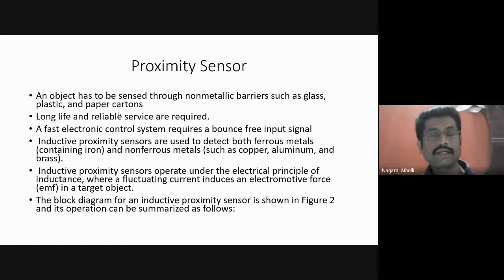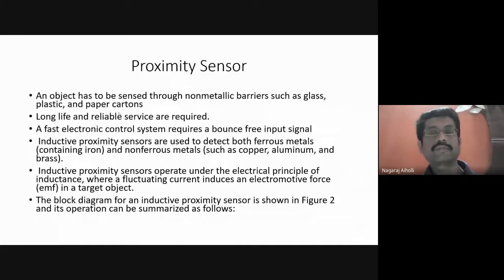One is called the inductive proximity sensor, another one is the capacitive proximity sensor. These inductive proximity sensors are good enough to detect objects which are ferrous metals, that is containing iron, or non-ferrous metals such as copper, aluminum, brass. They detect both iron-containing metals and non-iron-containing metals, that is both ferrous and non-ferrous metals are detected by the inductive proximity sensors.